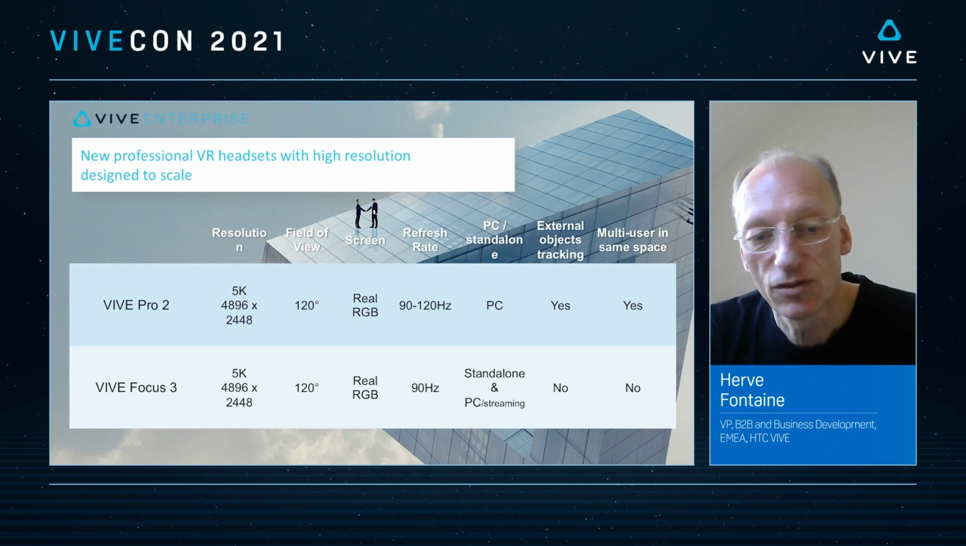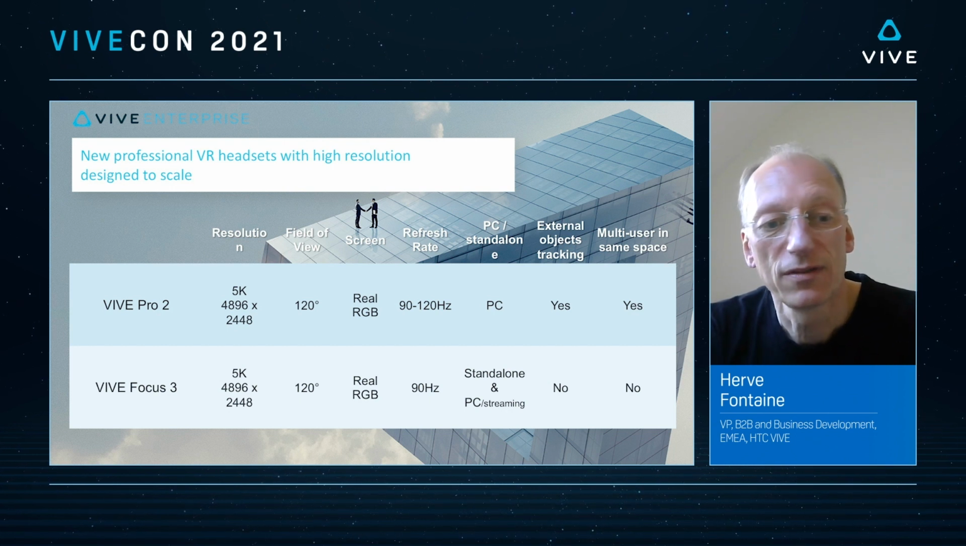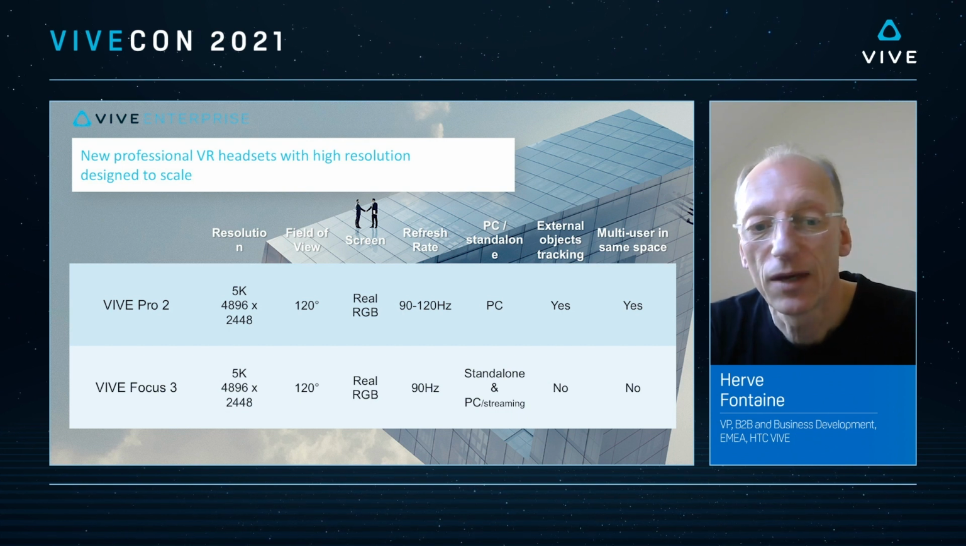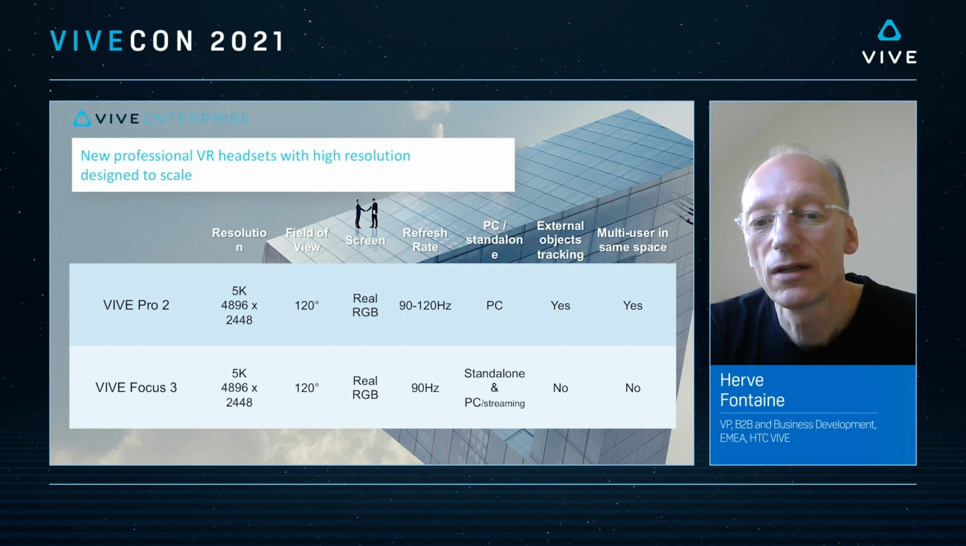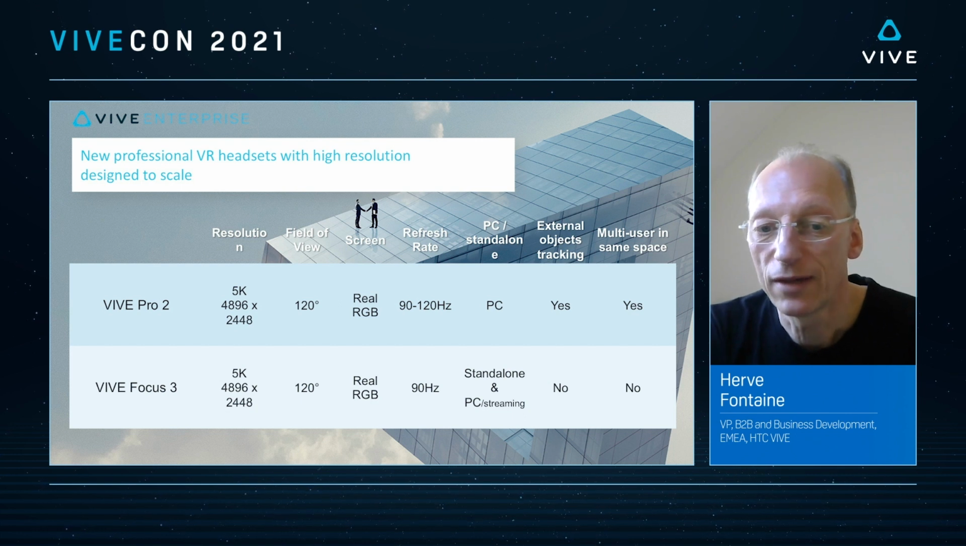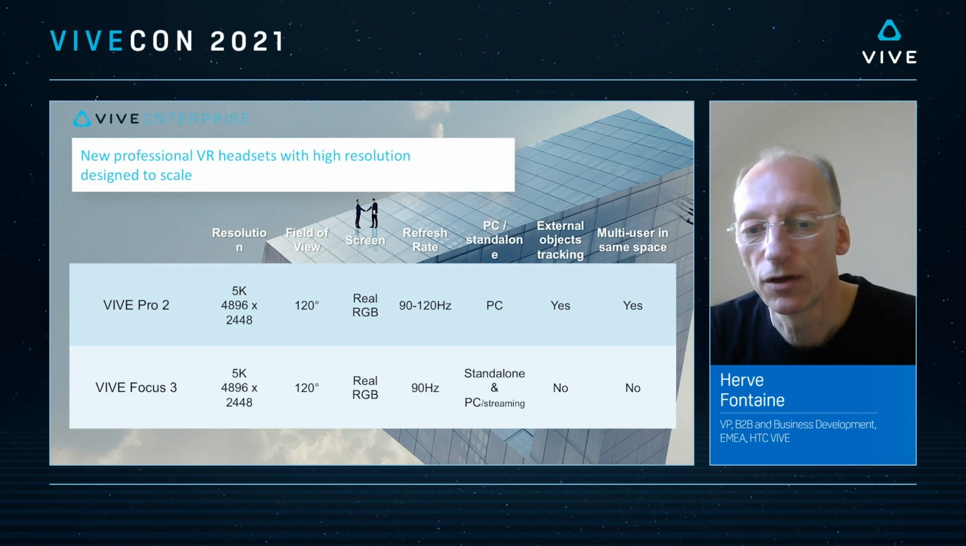And that's just what we've announced yesterday with both PCVR product, the VIVE Pro 2, and the standalone, the VIVE Focus 3. Both have a 5K resolution. Both have 120-degree field of view and a new display type that brings real RGB. That means a lot more natural colors. And we all know that for architects, for example, the possibility to be able to simulate accurate color is really very important in their work. It also comes with the possibility of high refresh rate, but also with different use cases.